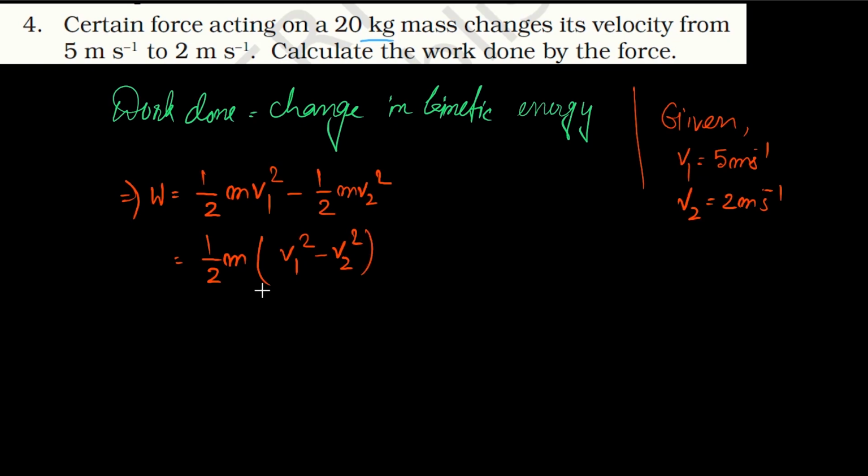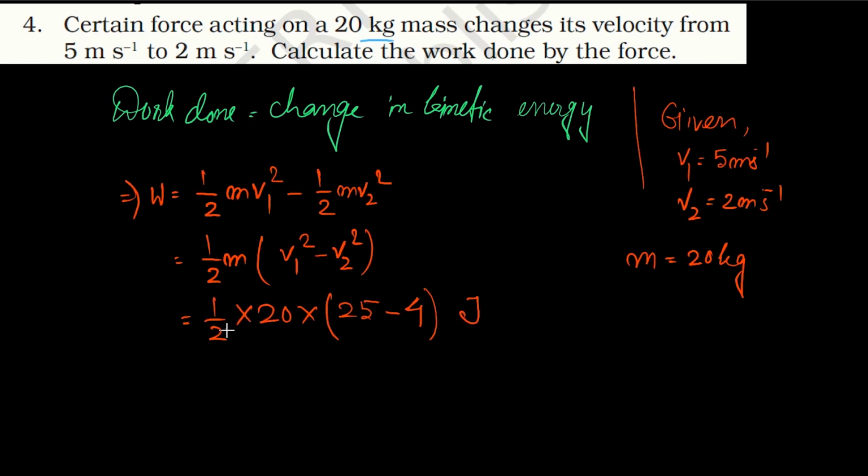What is the mass that is given? 20 kg, that is 20 kilograms. So now put down all the values. 20 into, put down the values, 5 squared, that is v1 equal to 5 meter per second, so 5 squared equal to what? 25 minus, and what is v2 that is given? 2 meter per second, so 2 squared means 4, and we know the unit of work done is what? Joule, right? Now cancel out 2, 10, 20, right?